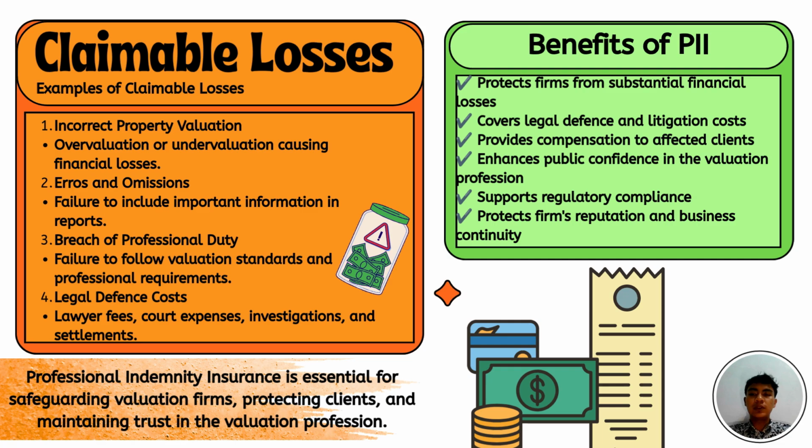Another example is errors and omissions in valuation reports, such as failing to include important information regarding zoning restriction, easement or land use conditions. PII may also cover claims arising from a breach of professional duty when a valuer failed to comply with professional standards or regulations. In addition, the insurance covers legal defense costs, including lawyer fees, court expenses, investigation costs, and settlement negotiation.